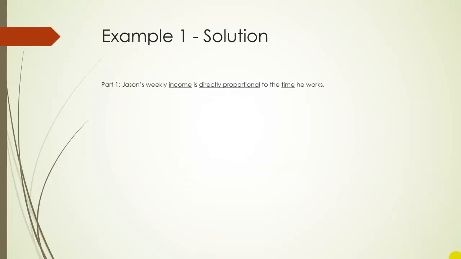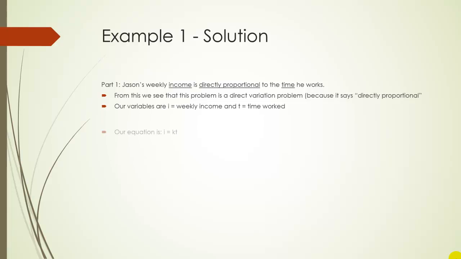So our solution. We see that Jason's weekly income is directly proportional to the time he works. Since it says directly proportional, we know that we have a direct variation problem of the form y equals kx. We don't have to use y and x though. In fact, since income starts with an I, I think I'll use I instead of y. And since time starts with a t, I think I'll use t instead of x. So our equation is going to be, instead of y equals kx, I equals kt. But if that makes you uncomfortable, just use y and x. That's fine as well.